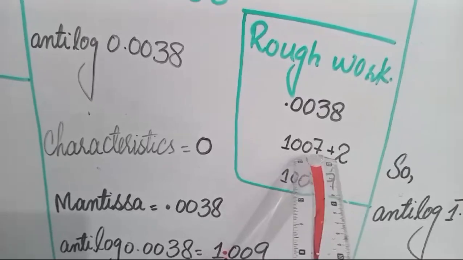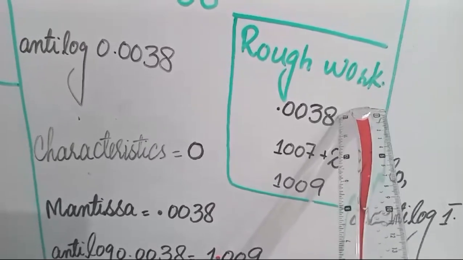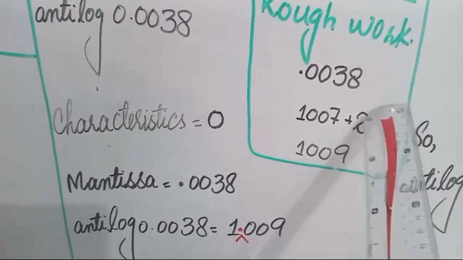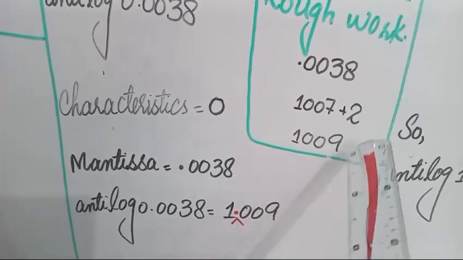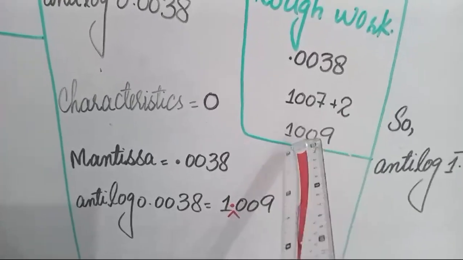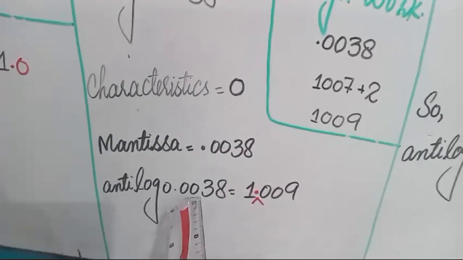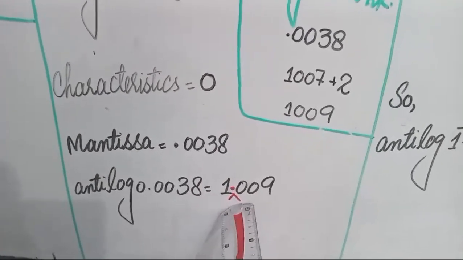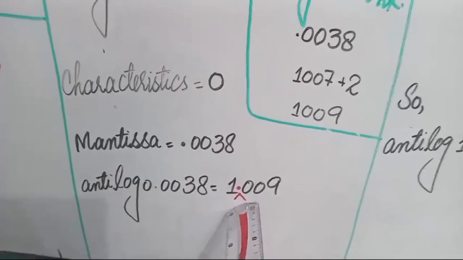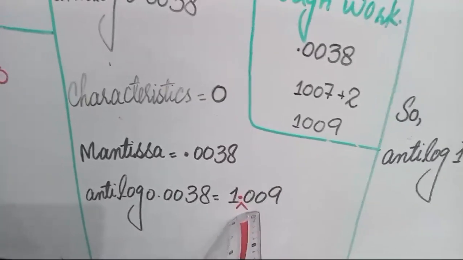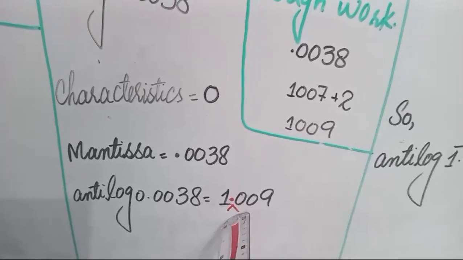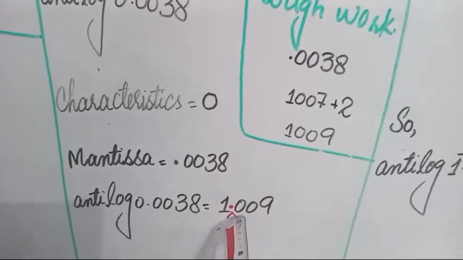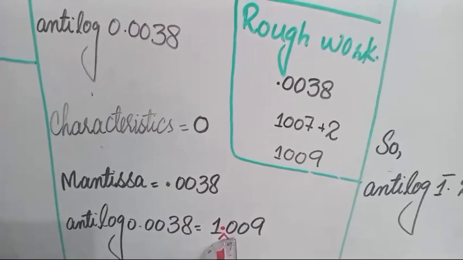answer 1007. And then we will look for the value of 8 in the mean difference for 0.00, then we will get the answer 2. To find the antilog of this number, we will add these two numbers. So 1007 plus 2 is equal to 1009. So our antilog of 0.0038 is 1009. As you already know, the reference point is always after the first non-zero digit, and we will place our decimal point according to the characteristic. As our characteristic is 0, our decimal point is at the same place where our reference point is.